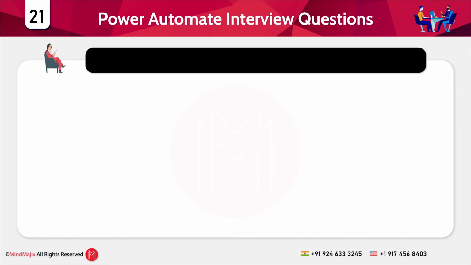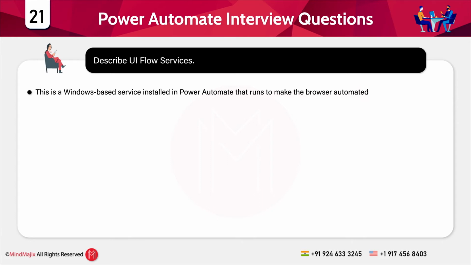The next question is, describe UI flows services. This is a Windows-based service installed in Power Automate that runs to make the browser automated. It starts automatically to run the UI flow services during the installation itself. It mainly supports Power Automate to make it smooth in the cloud environment. It can be done through an on-premises data gateway.